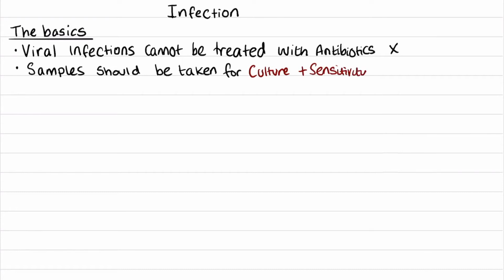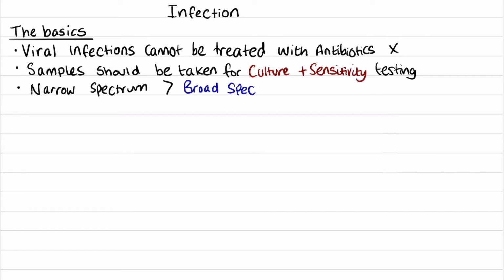As a general rule of thumb, we prefer narrow spectrum antibiotics as opposed to broad spectrum antibiotics. And the reason for this is narrow spectrum antibiotics will focus on the bacteria that's causing the infection, and broad spectrum antibiotics increase the likelihood of super infections.